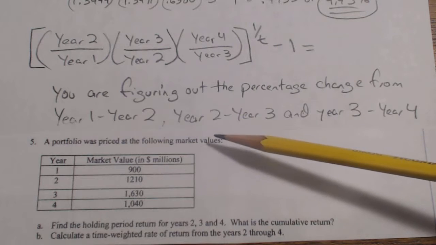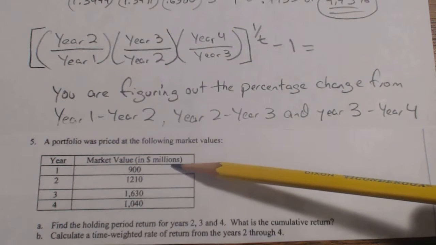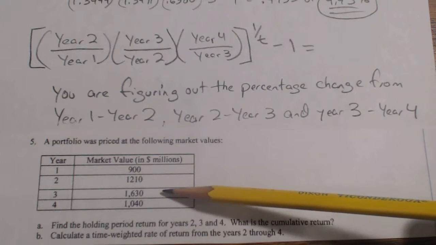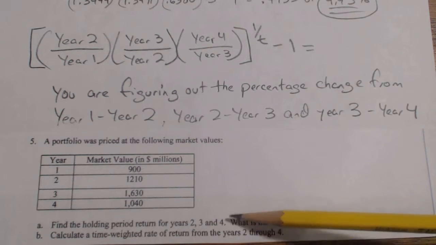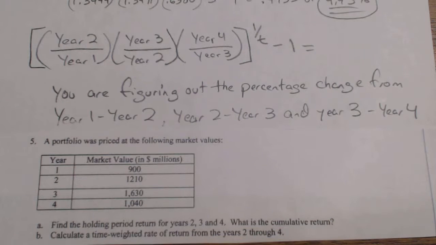Okay, so problem number 5 says a portfolio was priced at the following market values. So in year 1 it was 900 million, 900 million, a billion 210, a billion 630, and a billion 040. Find the holding period returns for period 2, 3, and 4. What is the cumulative return? And then calculate a time-weighted rate of return from years 2 through 4.